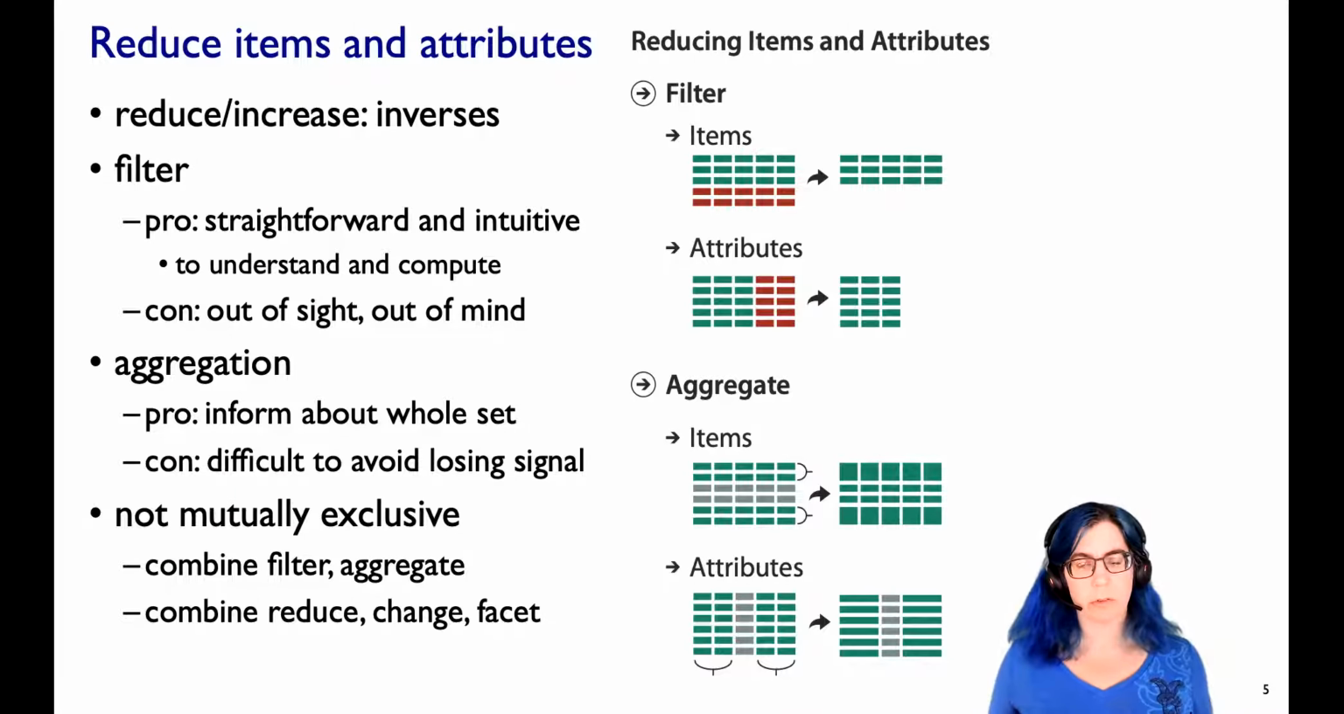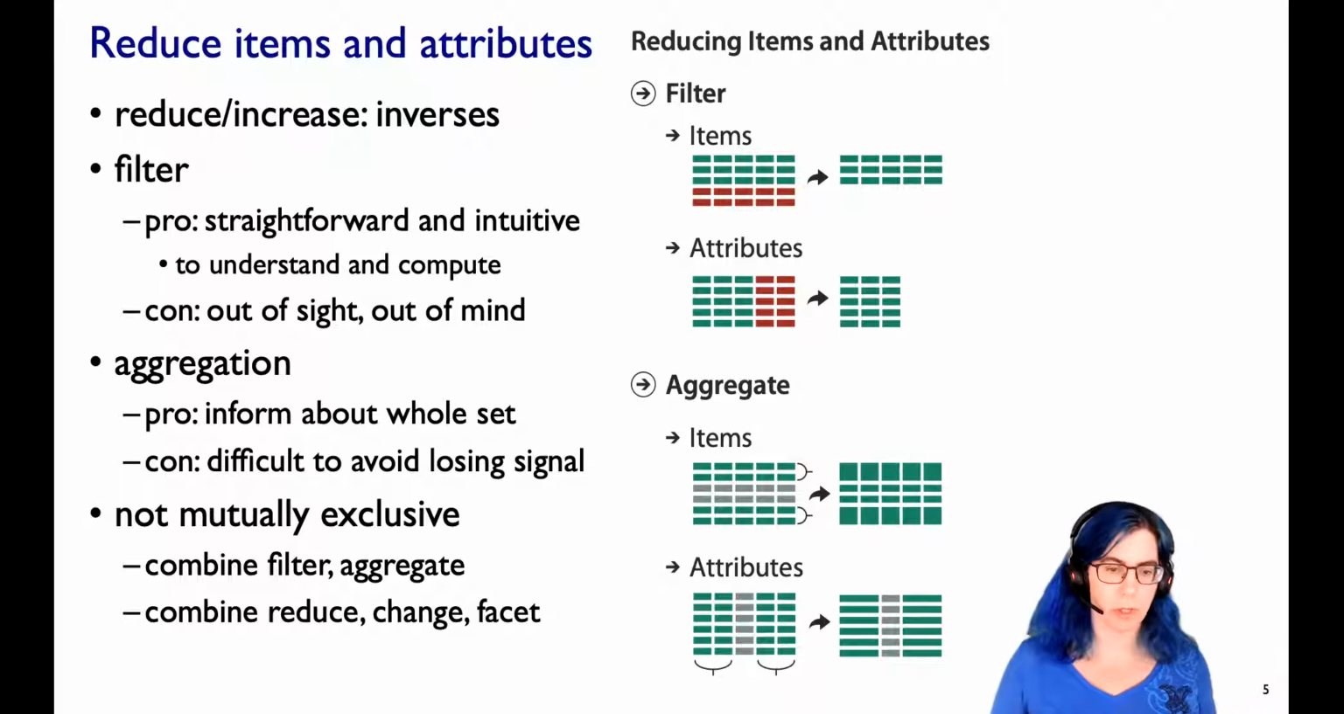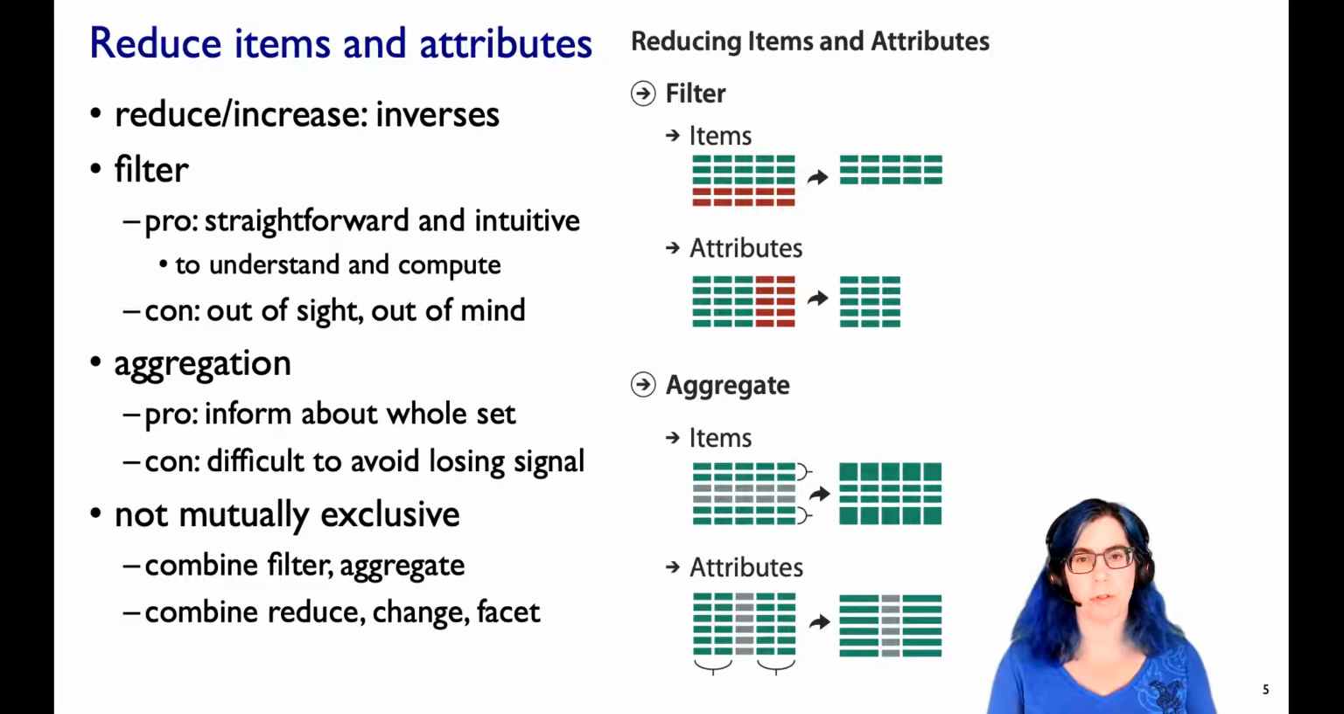These are not mutually exclusive. It's extremely common to combine filtering and aggregation. And in fact, it's common to combine all four of the strategies for dealing with complex data, which is deriving and reducing and changing and faceting. We often use those all in conjunction in a complex setting.